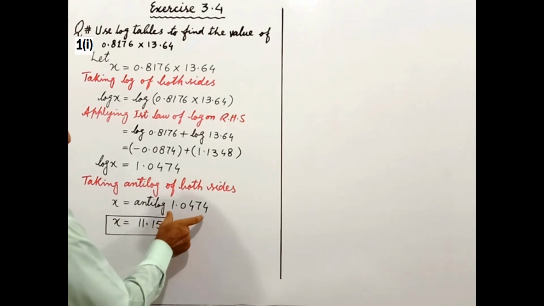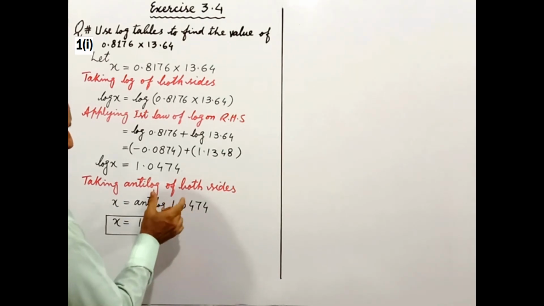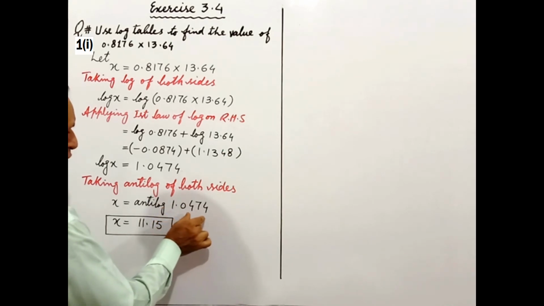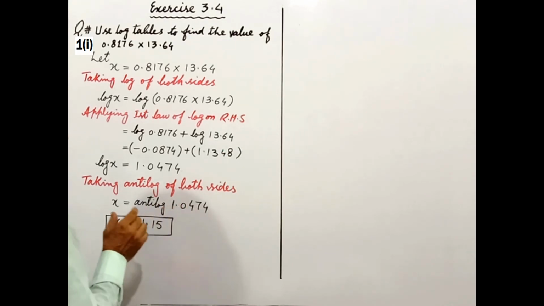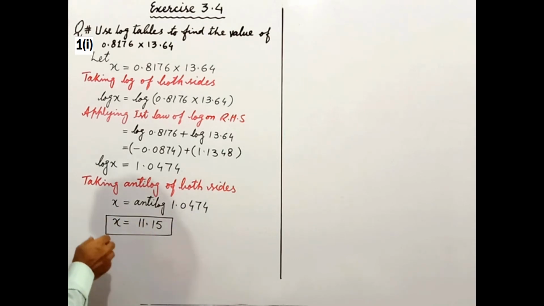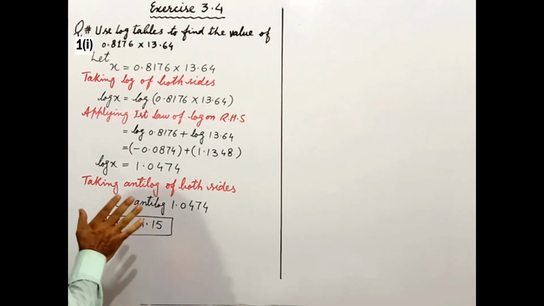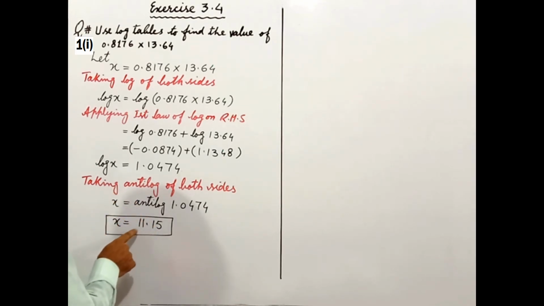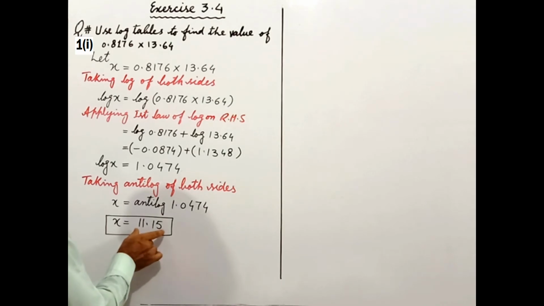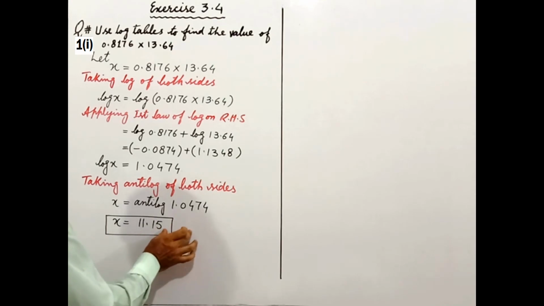Using the calculator, when we press anti-log, meaning shift log 1.0474, we get a value up to 10 digits. But according to the log table, as we have to relate our answer to the log table, we have to restrict these values to 4 significant figures. Meaning after the first non-zero digit we write 3 more digits. Therefore our answer is 11.15. The other digits written after it we eliminate; we do not write them in the answer.